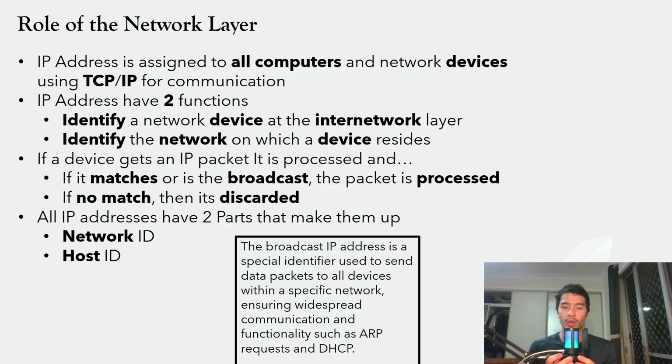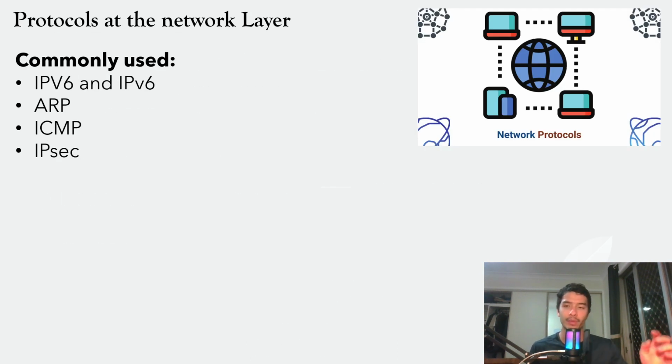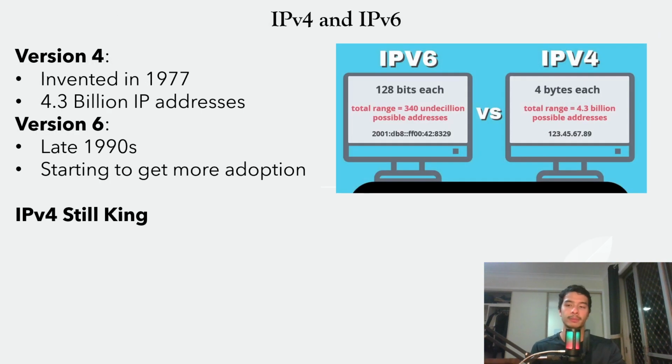The broadcast IP address is a special identifier used to send data packets to all devices within a specific network, ensuring widespread communication, and it's used for functionality such as ARP requests and DHCP. ARP is Address Resolution Protocol, and the other one is Dynamic Host Configuration Protocol. We'll go through the protocols later. Anyway, protocols at the network layer, commonly used ones are IPv4 and IPv6, ARP, ICMP, and IPsec.